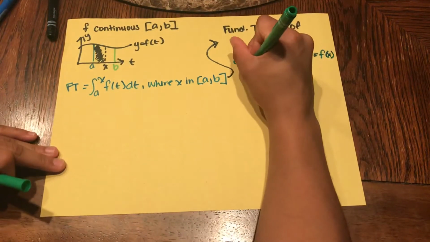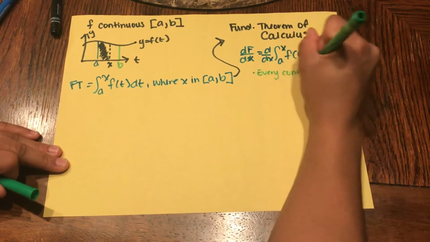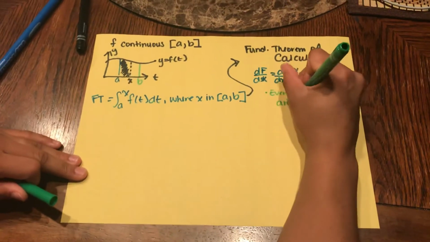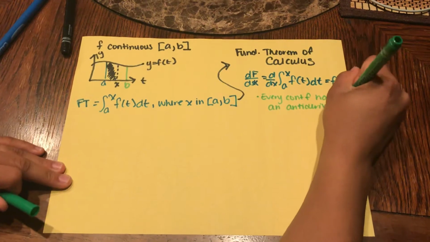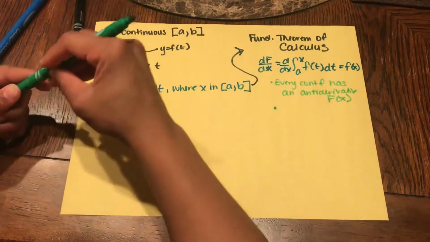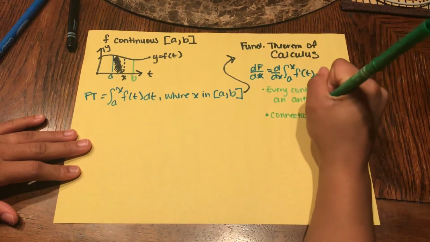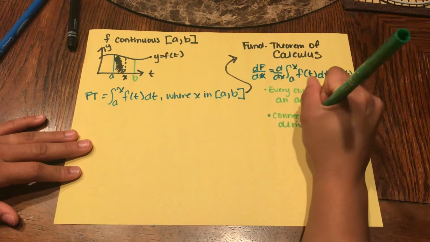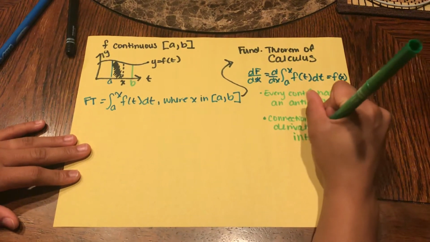So basically, every continuous f has an antiderivative, which is big F of x. And then the connection with the fundamental theorem, it shows the connection between derivatives and integration.